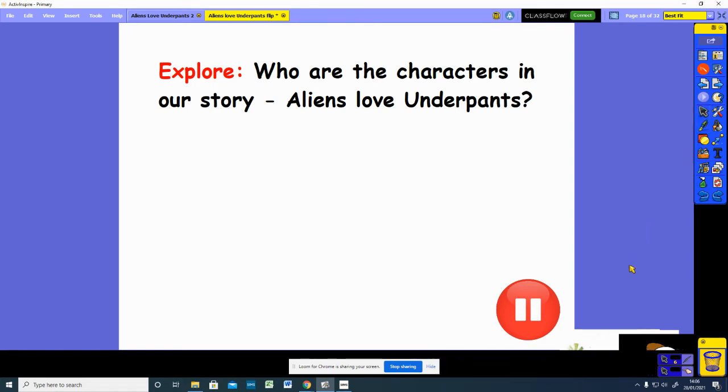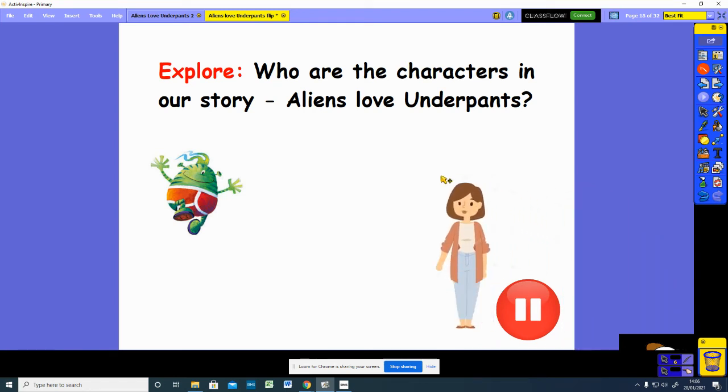Okay, children, welcome back. I have hidden some of the story characters down in the corner of my screen. Before I show them to you, I just want to say, Aliens Love Underpants is a little bit different than some of the stories that we've read recently, because although there are story characters in that story, we don't really find out an awful lot about them. We don't find out their names, for instance, but they are still characters in the story. The main characters in Aliens Love Underpants, of course, are the aliens. And I've just found one picture of an alien from the story. So aliens are characters in the story.